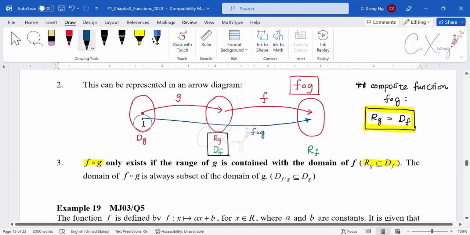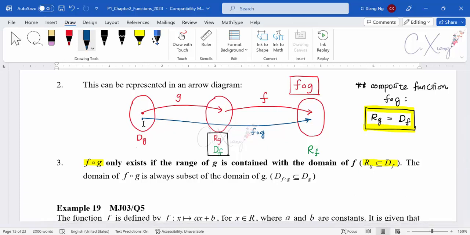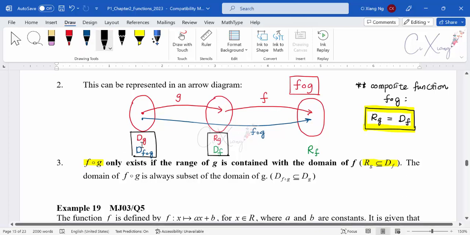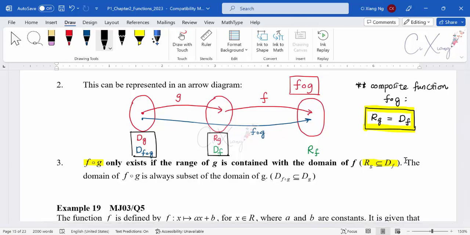Therefore, the first set of data here is also the domain of f composite g. So from here, you can see that the domain of f composite g should be equal to or a smaller set than the domain of g, it should be inside so that the function exists. For this video, we will be focusing on discussing a few examples of how we are going to apply composite functions.